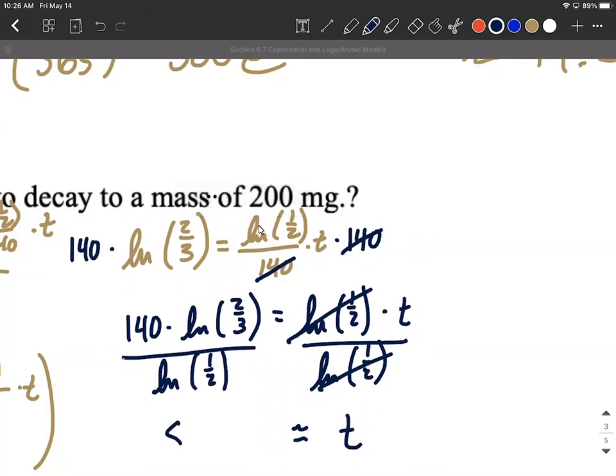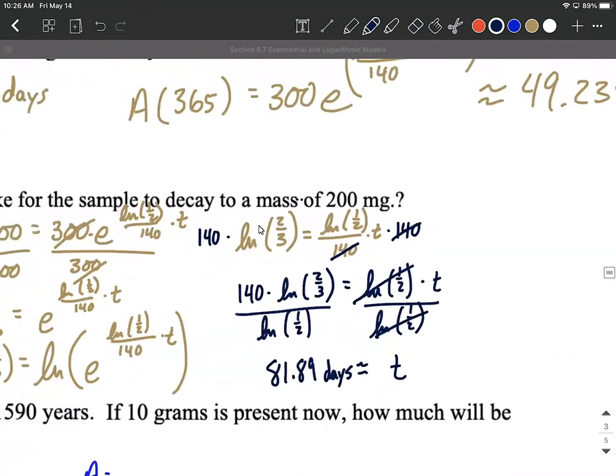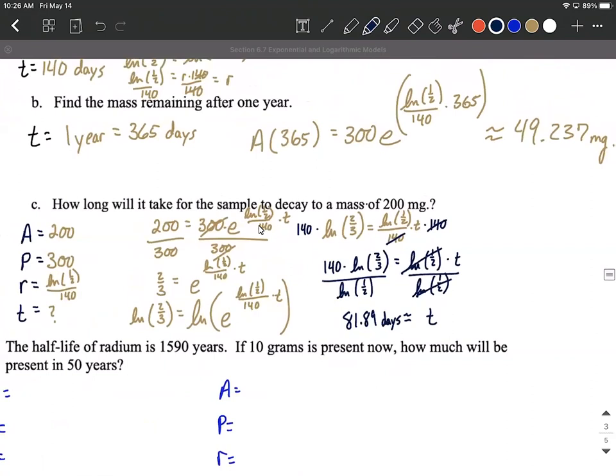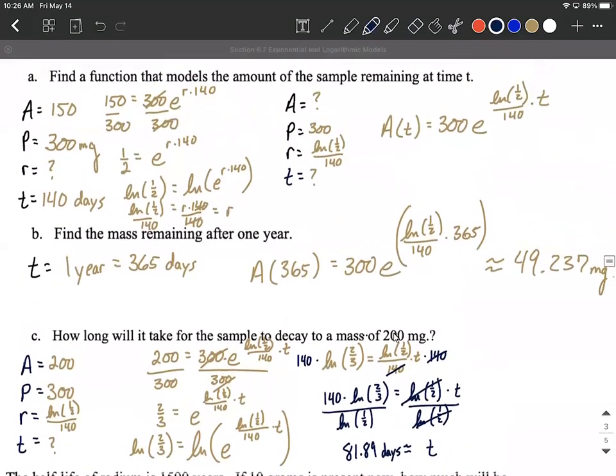For this one, I got 81.89, and that'll be consistent with our units from before. So just like we had 140 days for our units up here and 365 days for the mass in 1 year, we're staying consistent with these units that our time frame is still going to be in days. So almost 82 days later, we're going to only have 200 milligrams remaining.